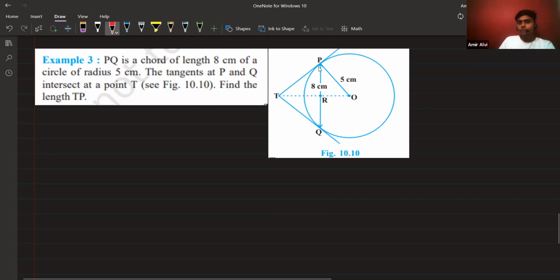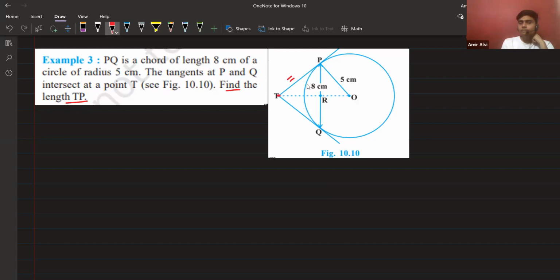The question says that PQ is a chord of 8 centimeters and the radius of the circle is 5 centimeters. The tangents at P and Q intersect at point T. It means that T is the external point from which the tangents are drawn. Find the length of TP. Where is TP? Yes, we need to find this length.